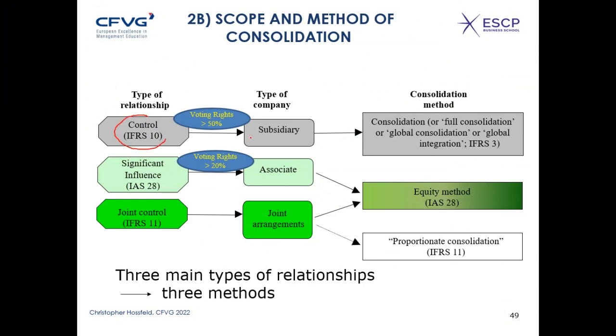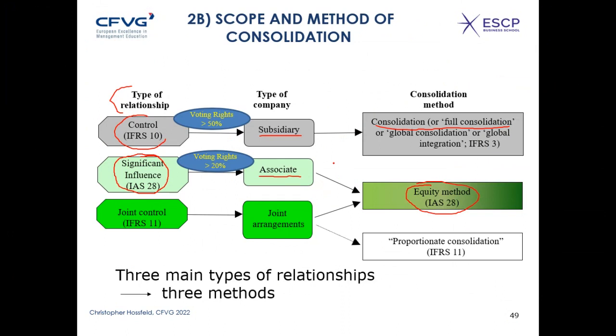Okay, so control leads to subsidiaries. Subsidiaries are consolidated or fully consolidated. If the type of relationship between the parent company and the subsidiary is less than control, we call this significant influence. Okay, companies that are under significant influence are called associates or associated companies. They are also in the scope of consolidation, so they will be consolidated, but we use a different method. We use the equity method that I will explain a little bit later.